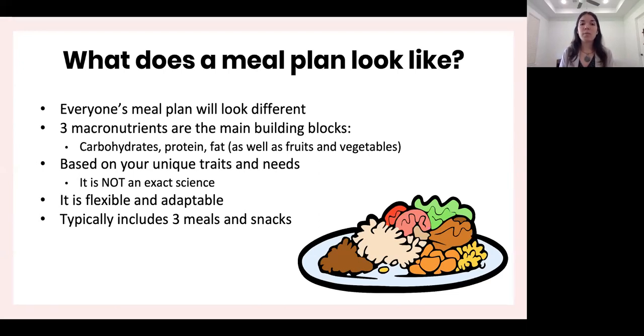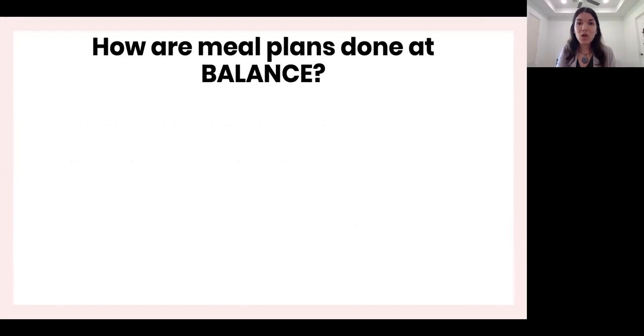And this is not just a number that we came up with and we're like, oh, we think this is a good idea. This is based on biology and what our bodies need and how frequently our liver needs to be refueled. So it's based on biology. So how are meal plans done at Balance specifically?